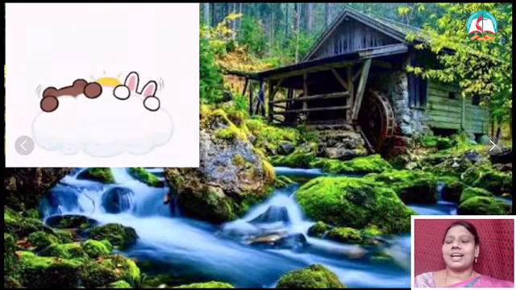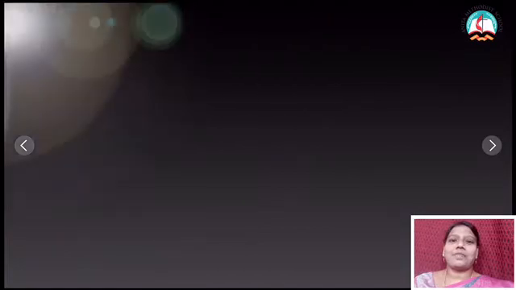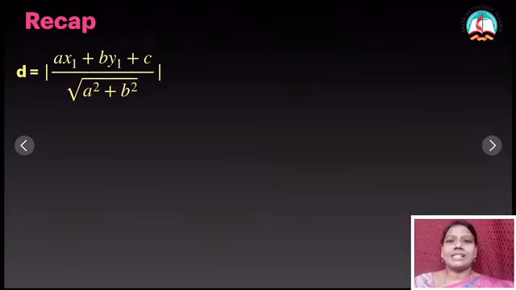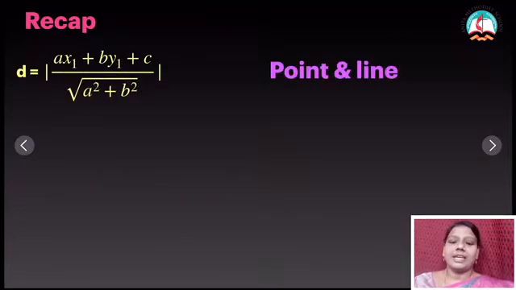Okay, so now we are just going to recap what we learned in the previous class. The first one is the distance between a point and a line. If I have a point and a line and I want to find the distance, then d is equal to modulus of ax1 plus by1 plus c divided by root of a square plus b square.